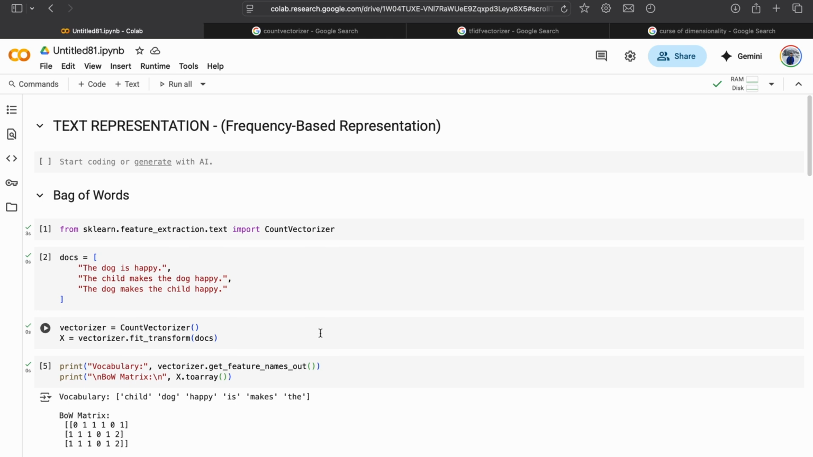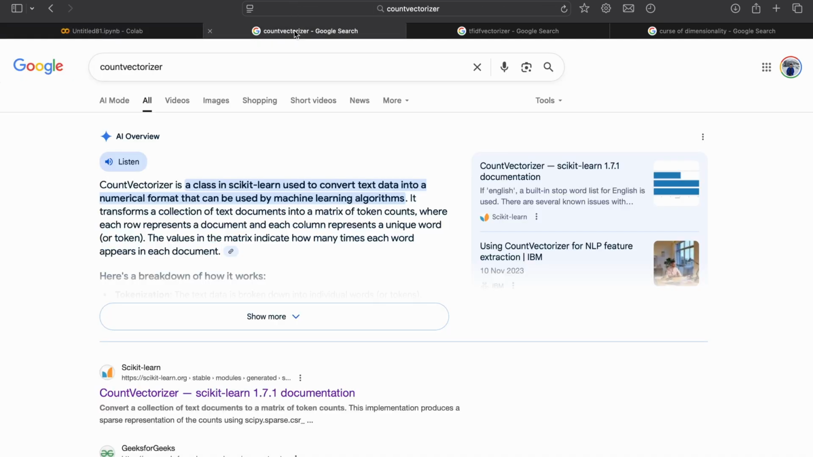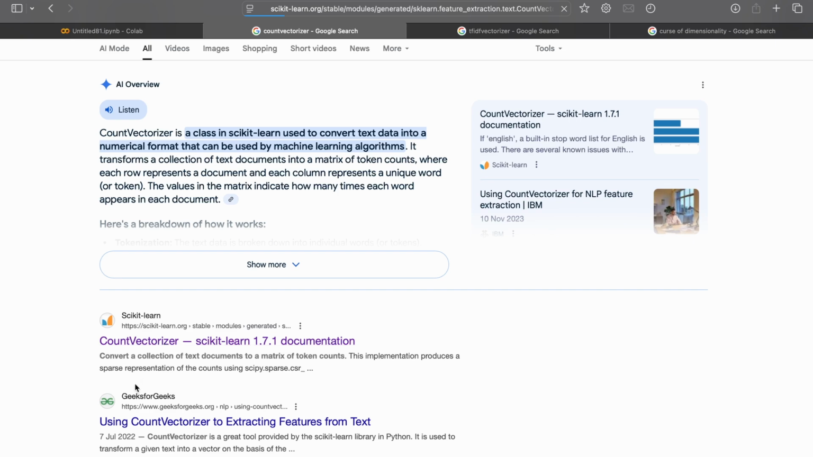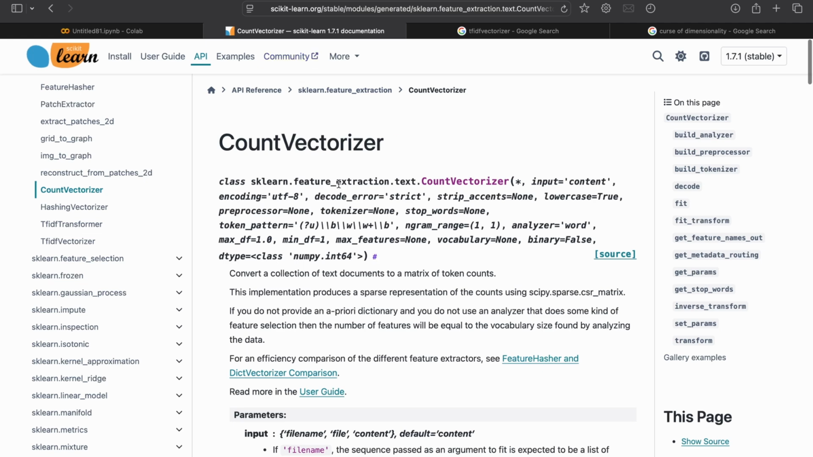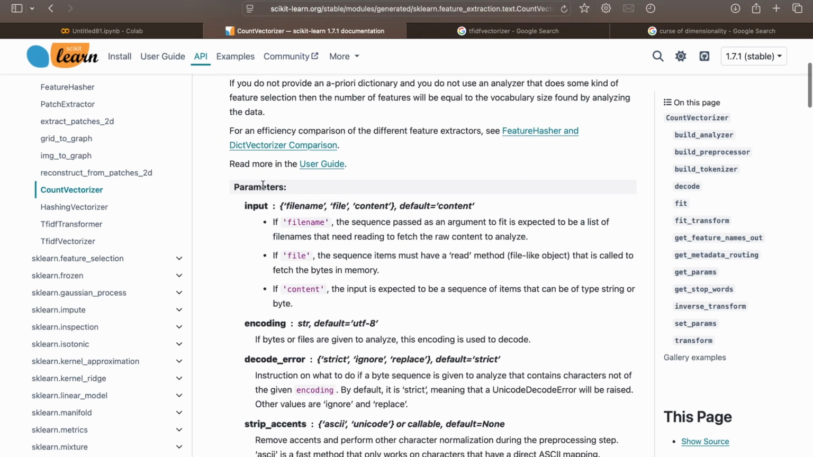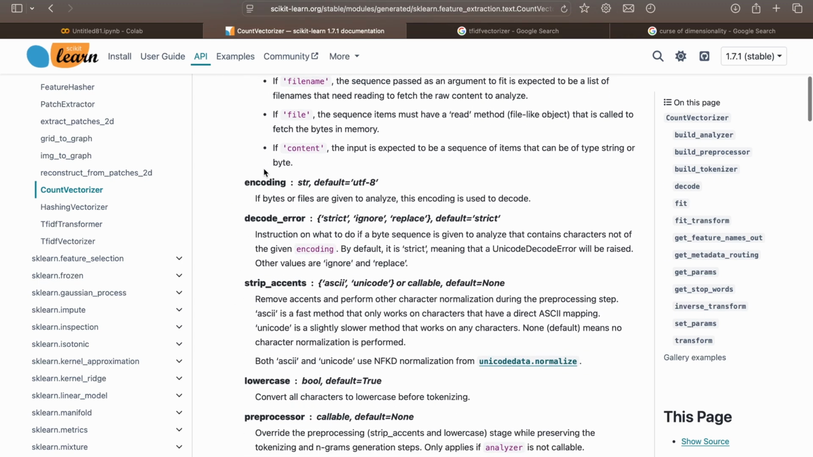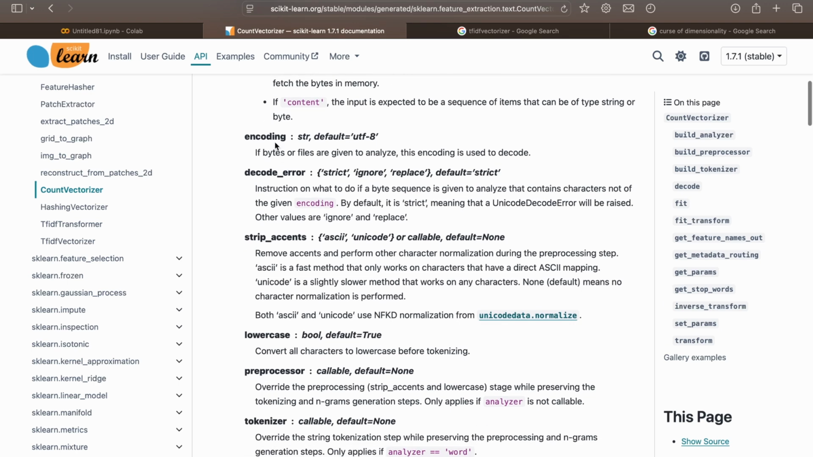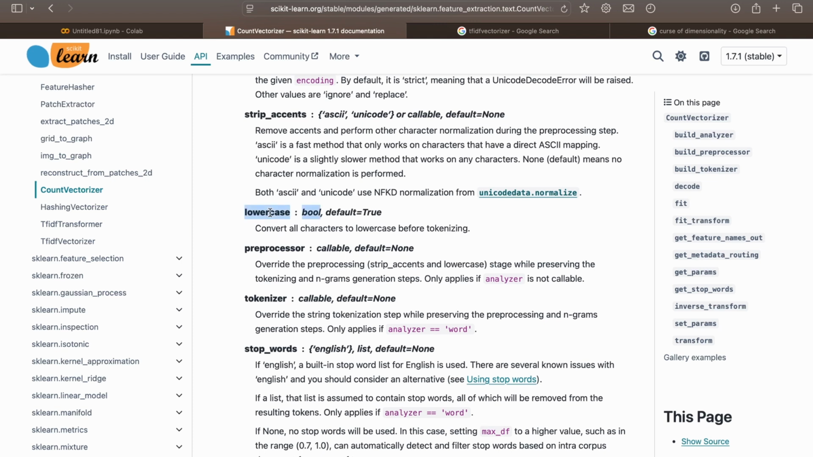So let's look into CountVectorizer in sklearn. So this is coming from sklearn. Let's look into the documentation of CountVectorizer to understand more. In the documentation page of the CountVectorizer, we will see the various parameters the model has. So we have the input, we have encoding and decode error, then the strip accents, lowercase. Okay, by default it is true. What it will do is convert all the characters to lowercase before tokenizing.